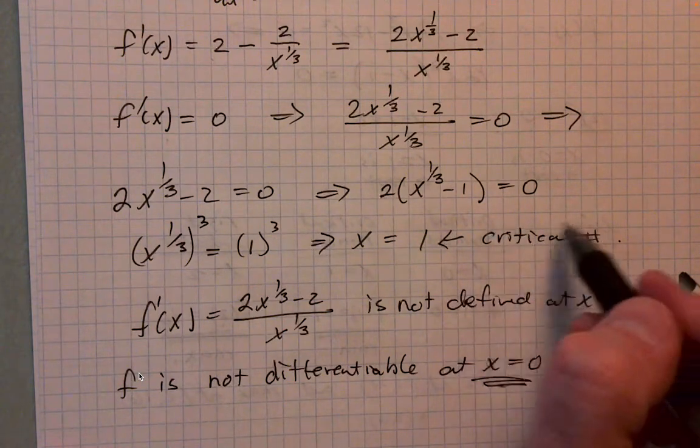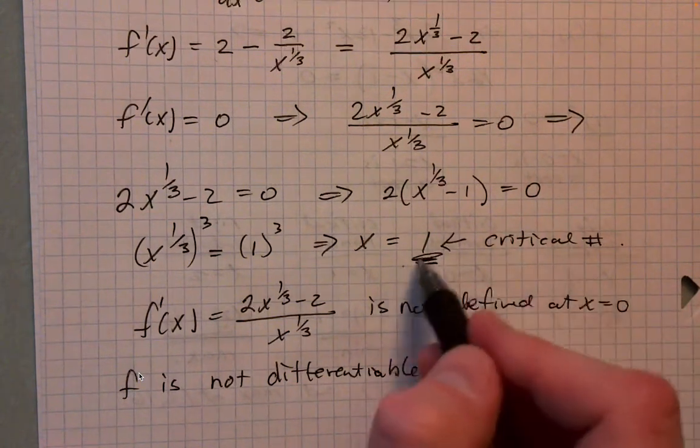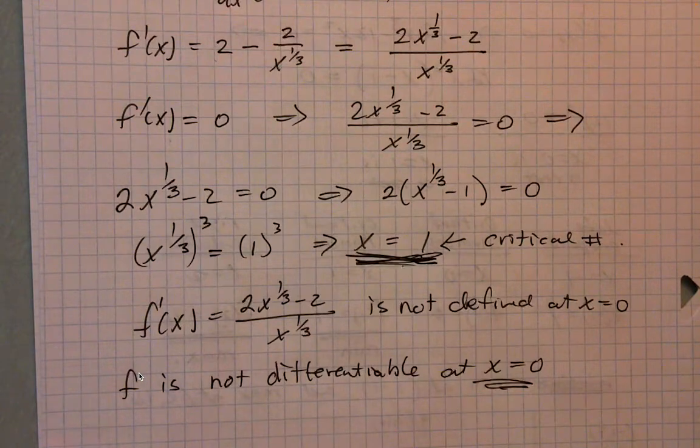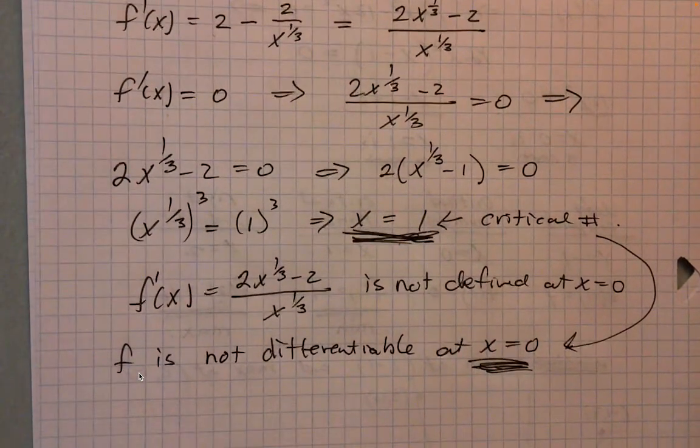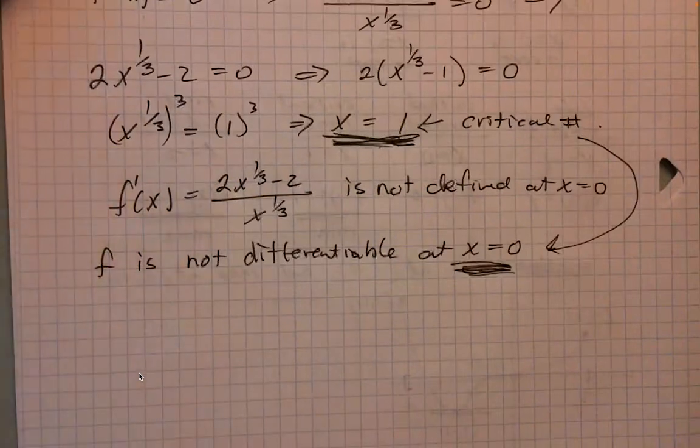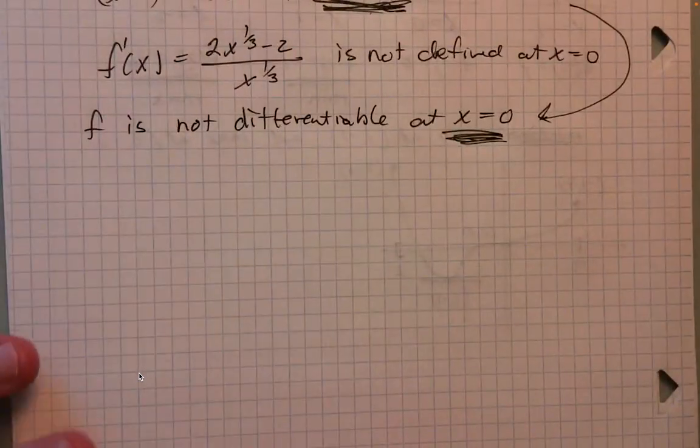Okay, so you've got x equals 1 as a critical number, and also x equals 0 is a critical number. So you got those two. One of them is a critical number because it's not differentiable. That's x equals 0. The other one is a critical number because it's a root of the derivative, and that's x equals 1. So let's, again, kind of plug in everything that we know here.